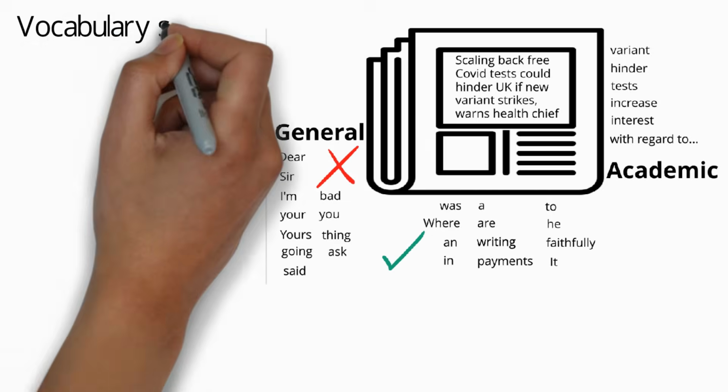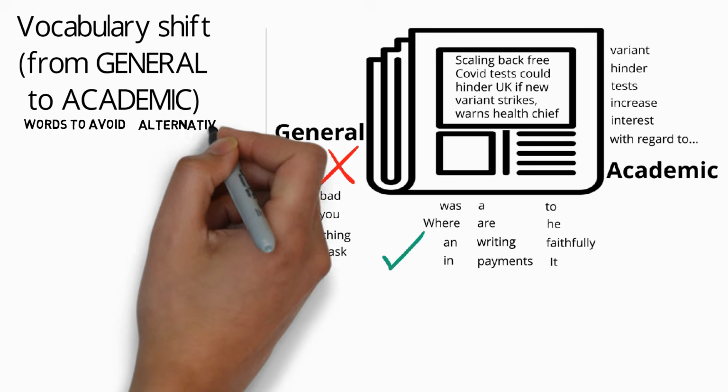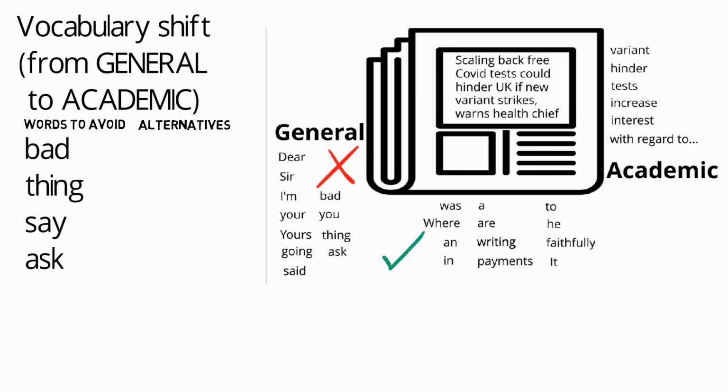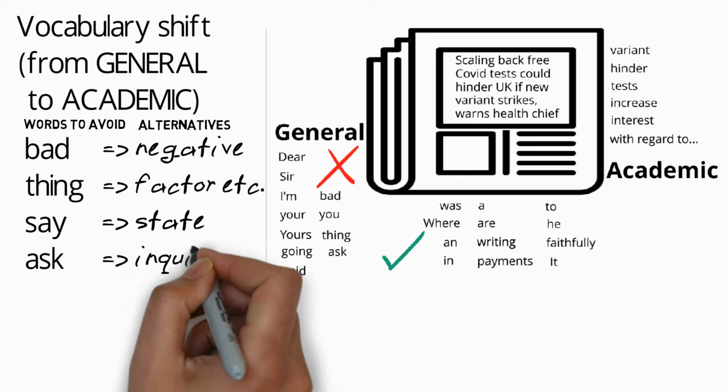And the vocabulary shift I mentioned from general to academic English is about two things. First, recognizing which words to avoid in academic writing, and second, understanding more academic alternatives. For example, for bad, we could say negative effects. Thing could be many things, such as factor, reasons, examples, depending on the context. Instead of say, we might use the verb state. Instead of ask, we might say inquire.